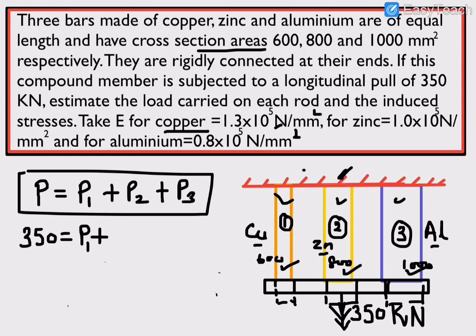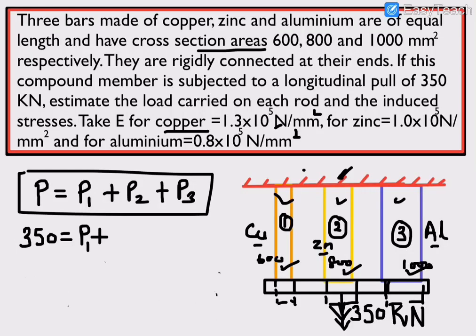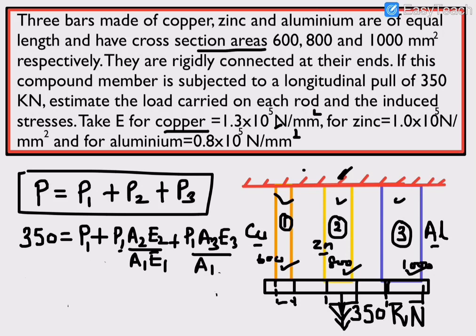The value of P2 we are calculating is P1 A2 E2 upon A1 E1. And we can write here P1 A2 E2 upon A1 E1. This is the equation. Okay. Plus P3 is P1 A3 E3 upon A1 E1. Okay.